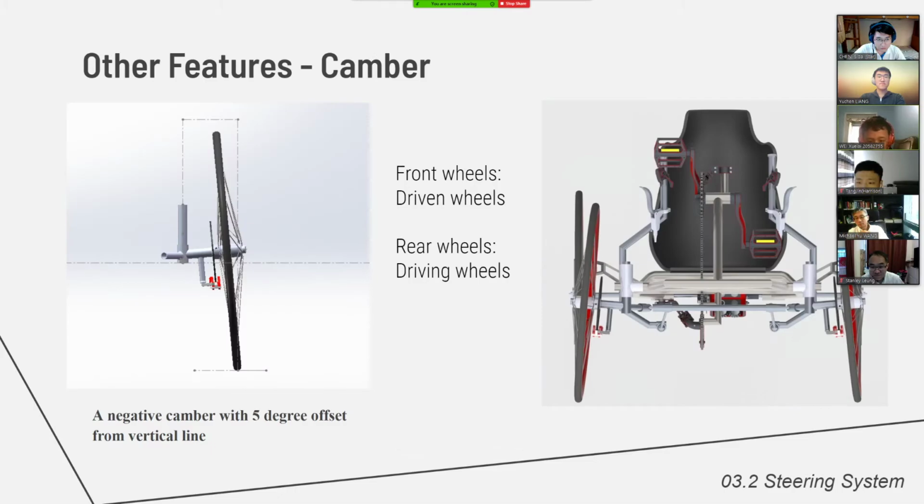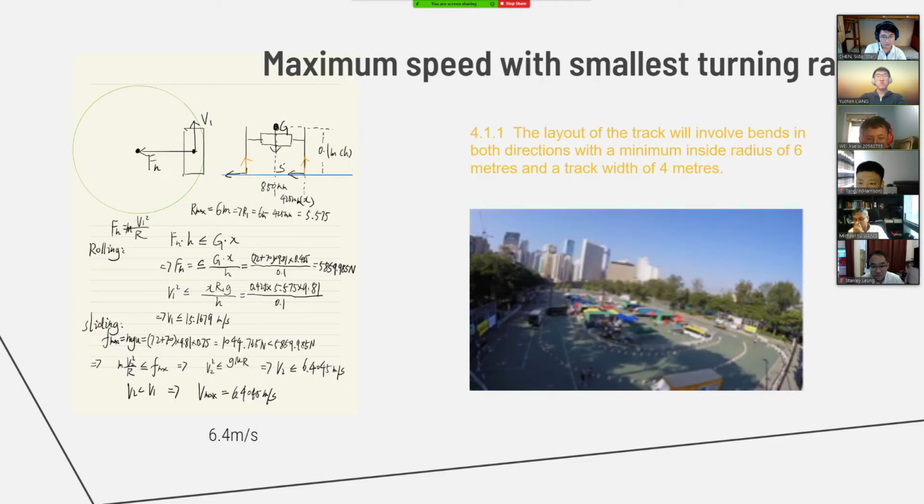We add a negative camber in the front wheel for more stability during turning. We only added it to the front wheel because it's a driven wheel. If we add it to the rear wheels, the driving wheels, it will involve a more complex mechanism, which we don't expect. We calculate the maximum speed when turning at the inner side of the minimum corner. By taking rolling and sliding into consideration, it is about 6.4 meters per second, and it satisfies our expectation.